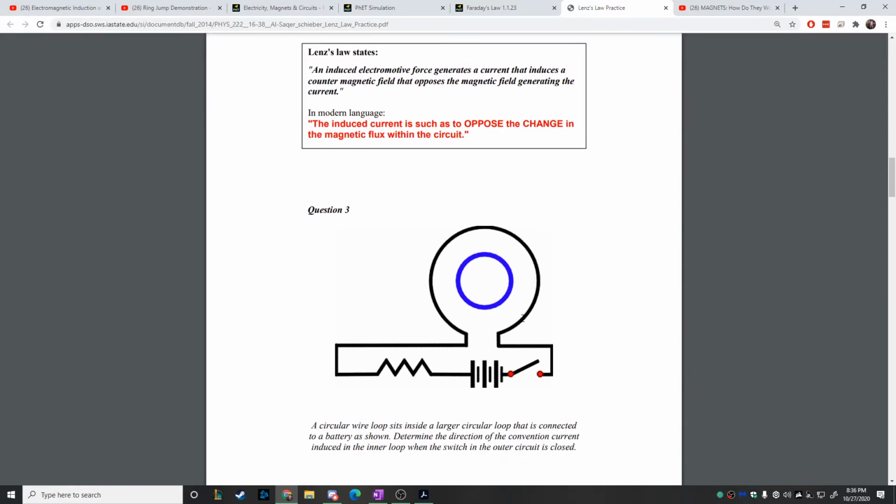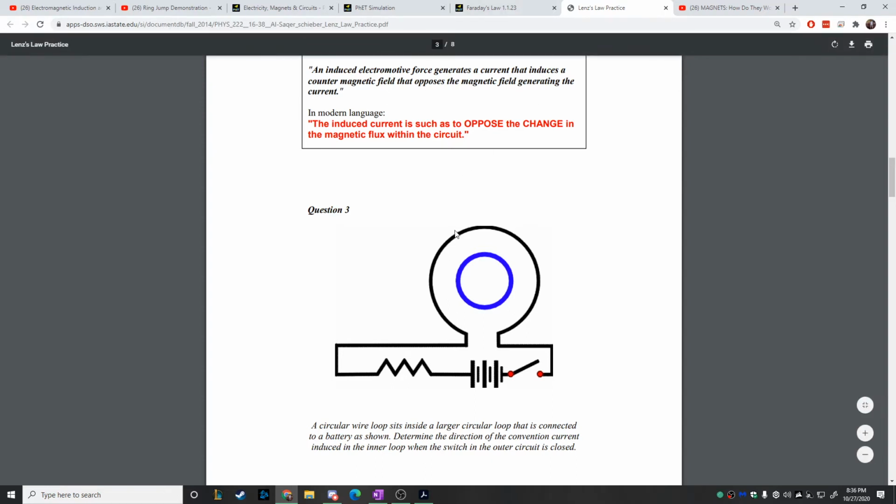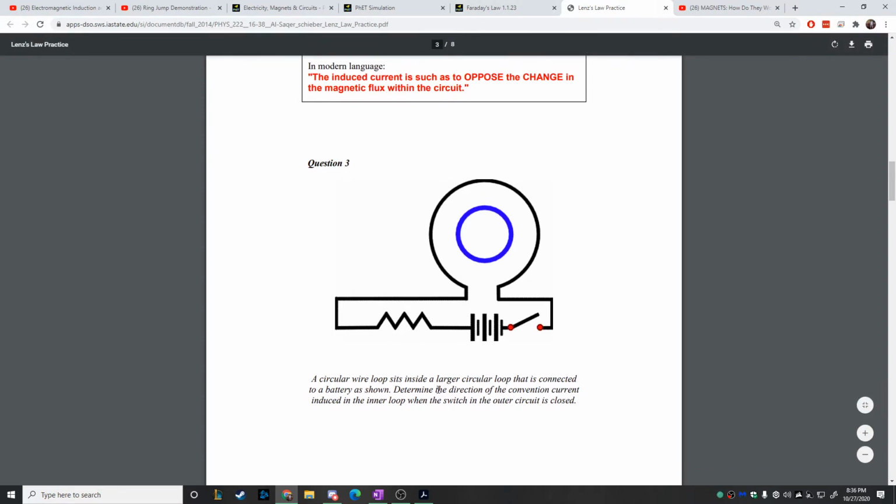Okay, this one's a little different. You don't have to keep reading this, I guess. Circular wire loop sits inside a larger circular loop that is connected to a battery. So here's our battery. The long lines here mean that this is the positive side. And that's the negative side. So the current's going to flow this way. We're interested in what happens with the blue loop, though, that's inside of it. We want to determine the direction of the current induced in the inner loop when the switch in the outer circuit is closed.